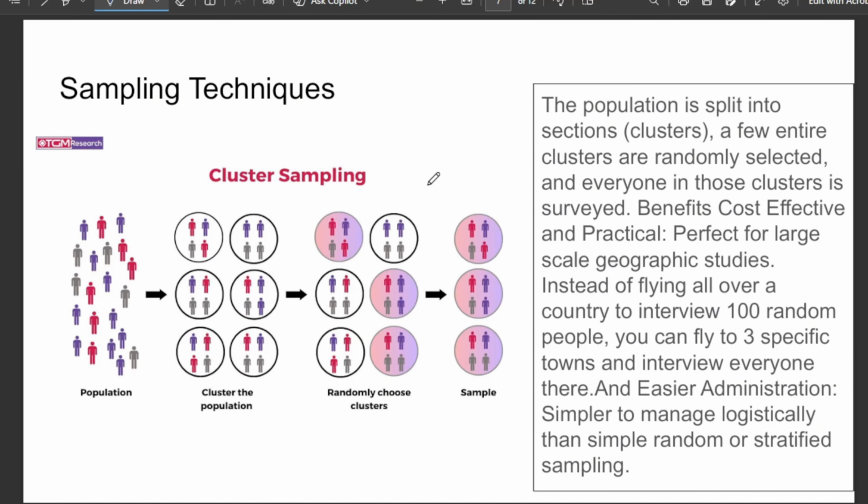An example of it would be randomly picking 5 city blocks and surveying everyone on them. So instead of surveying the whole city, you survey 5 city blocks.